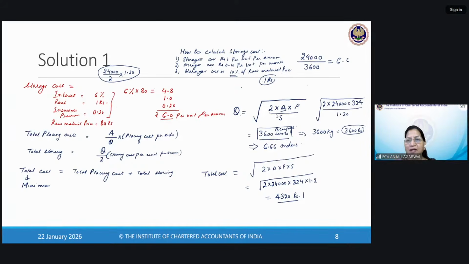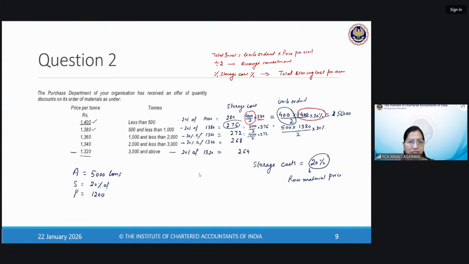As in homework, I had told you, if you want, you can try to work up the formula, differentiate with respect to Q and calculate the double derivative and put the first derivative equal to 0. The total cost is also given by this formula, under root 2 APS. So 34320 is what we got. If you will half it, you will know the total storage cost and the total placing cost because they are always equal at EOQ.